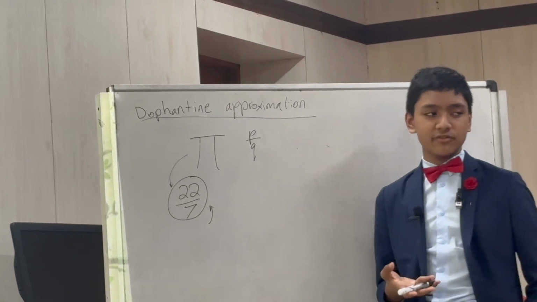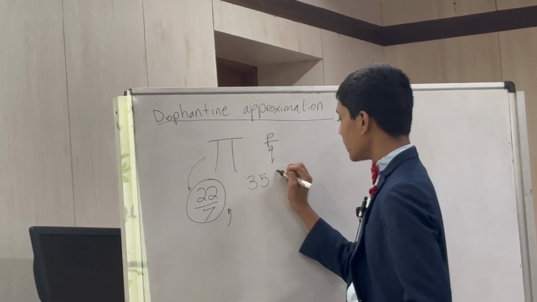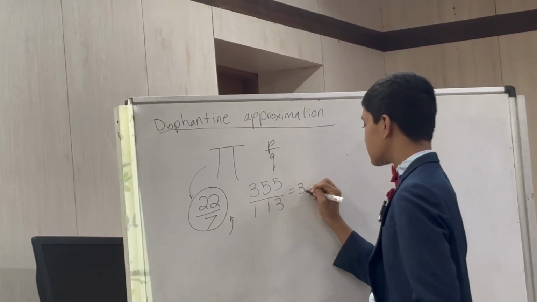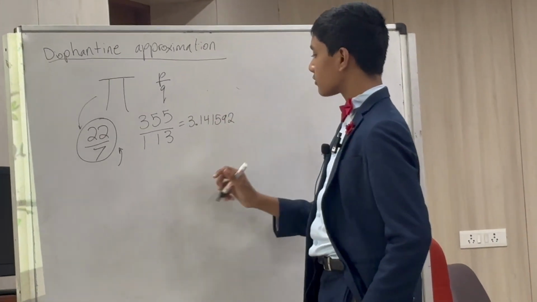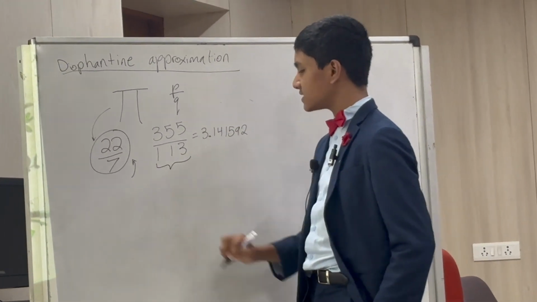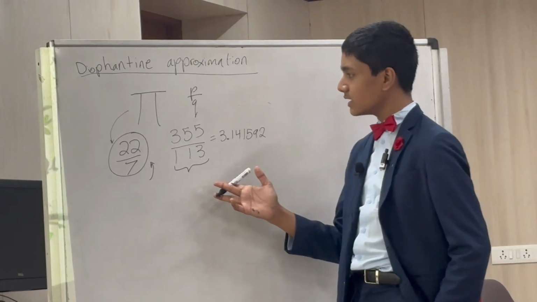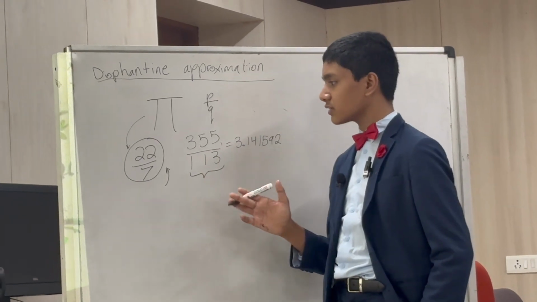22/7 is fairly easy to find because it has a small denominator, but you might have heard of 355/113, which approximates the first 7 digits of pi very accurately with just 3 digits in the denominator. So how does it do that? How do people find this? Especially in the world of 500 AD, when this was first discovered.